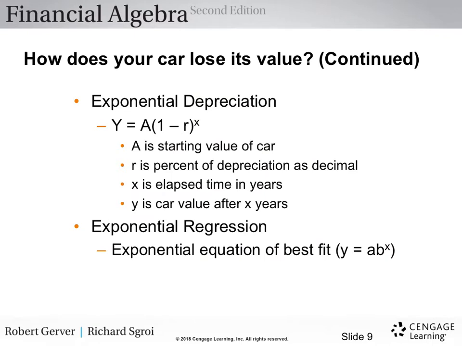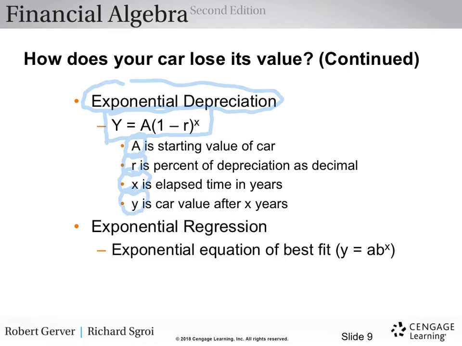So as I said, this is considered to be exponential depreciation, okay? And this can be represented by this formula here. Y is equal to A times (1 minus R) to the X. A is the starting value of your car, what you purchased it for. R is the percent of depreciation as a decimal. Remember, whenever we use a percent, we always have to use it as a decimal. X is the elapsed time in years, okay? And then Y is the car value after X years, okay?